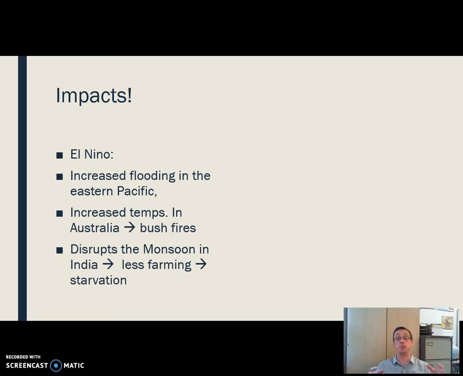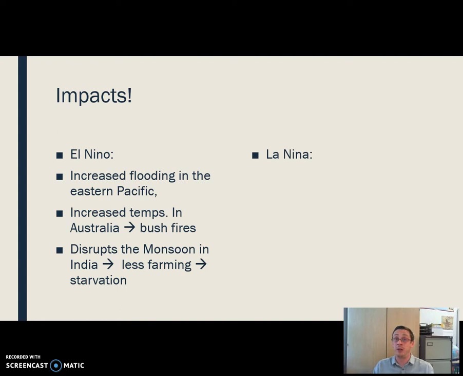It disrupts the monsoon in India. Now that can be really, really pronounced. A lot of farming in India depends on monsoon rainfall. Less monsoon rainfall, less farming, can lead to starvation. We see similar things actually happening in Africa as well sometimes. It's how pronounced the effect of El Nino can be.